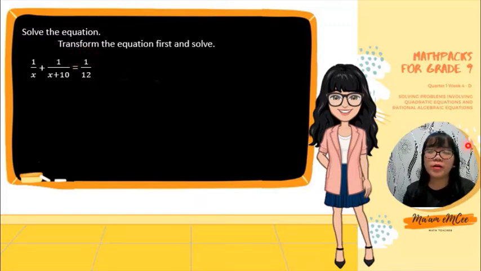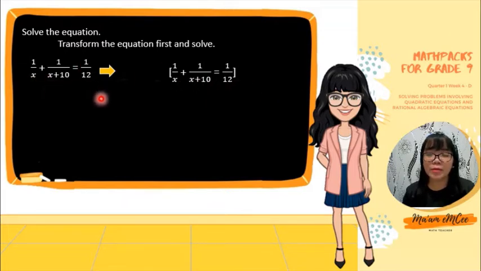So in transforming this equation into a quadratic equation, we need to multiply both sides of the equation by the LCD. Now, for x, x plus 10, and 12, there is no common factor other than 1. So therefore, our LCD will be their product. So that would be x times x plus 10 times 12. So we need to multiply both sides of the equation by x times x plus 10 times 12.